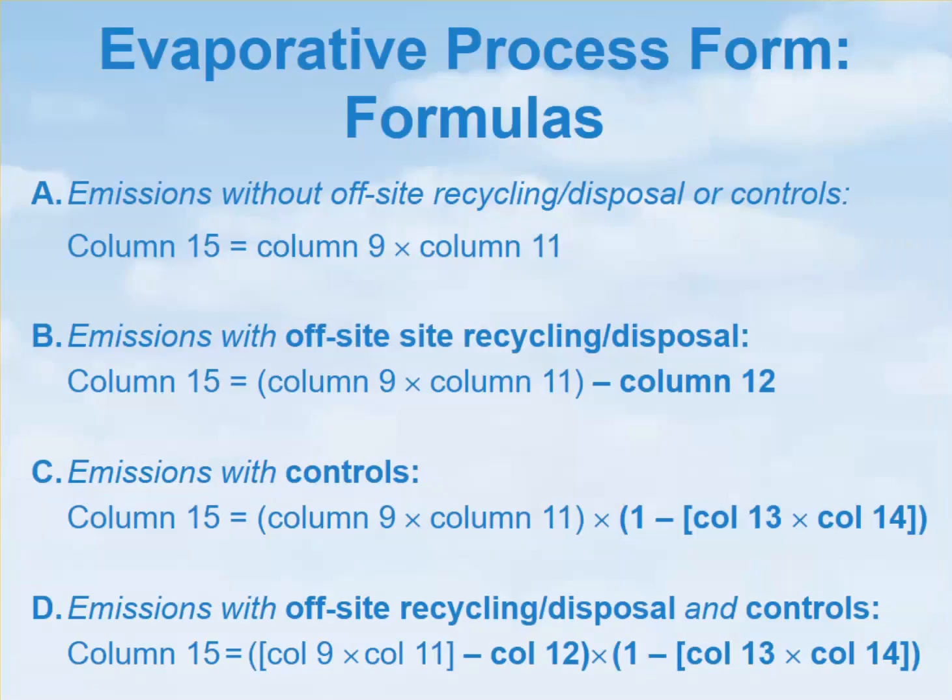Emissions without off-site recycling or disposal or controls for column 15 are equal to column 9 times column 11. Emissions with off-site recycling and disposal for column 15 are equal to column 9 times column 11 quantity minus column 12. Emissions with controls for column 15 are equal to column 9 times column 11 quantity times 1 minus columns 13 times column 14. Emissions with off-site recycling and disposal and controls for column 15 are equal to column 9 times column 11 quantity minus column 12 quantity times 1 minus column 13 times column 14.